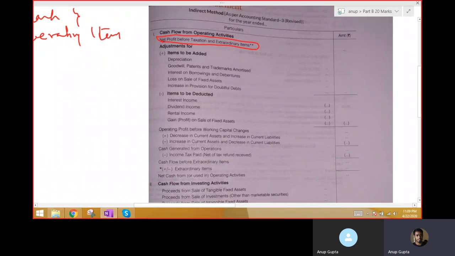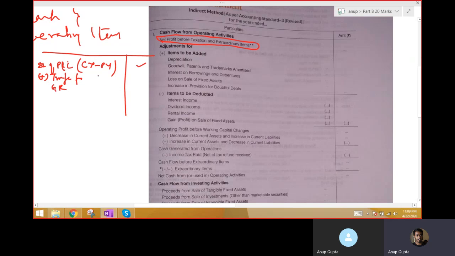This I have taught, I've explained how to calculate this. Anyway, how will you calculate this? You write the statement of P&L balance. Where will you get this? In the balance sheet. How will you write? This is the column, current year minus previous year. Write the amount here. Then you add transfer to general reserve, again current year minus previous year. Whatever is the amount, you write it here.